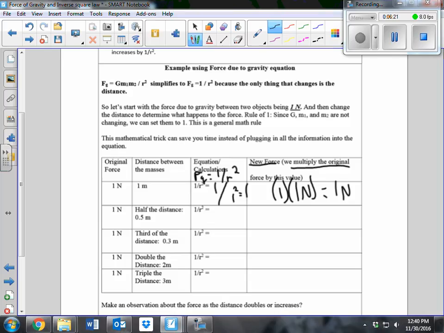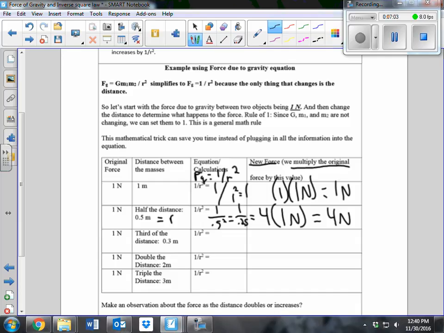Now here comes the fun part. What if I half the distance between the two objects? So now I'm just going to plug into this equation. This equals my r now. So 1 over 0.5 squared equals 1 over 0.25. Well, it's really 1 over a quarter, or 1 over 0.25. If you plug it into your calculator, it gives you a factor of 4. Once again, that new factor, we multiply by our original force, and we see that our new force is now 4 newtons. So if we half the distance, we quadruple our force.